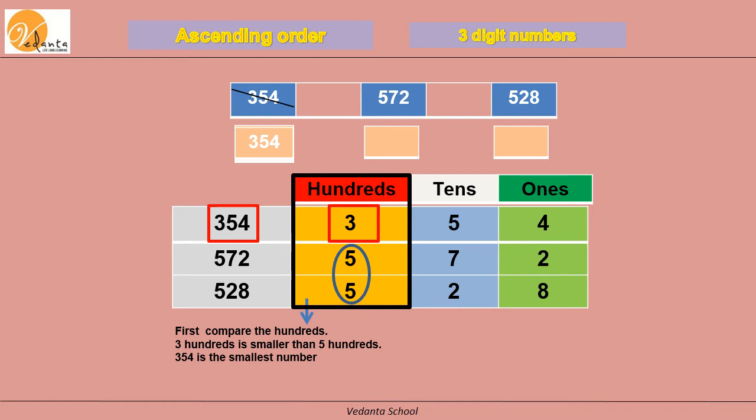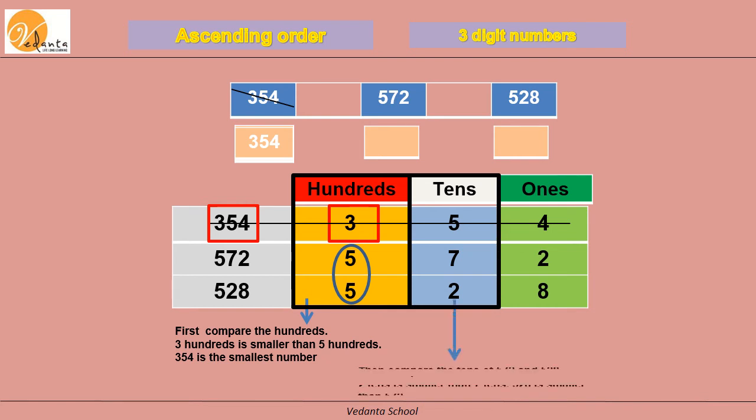Next, we'll try to compare 5 and 5. Oh no, we can't compare. Both are equal. So then you cannot take a decision. You will go to the next place. That is the tens place. In tens place, what will you do? You will compare 7 and 2. What is the small number? 2 is the smaller number.